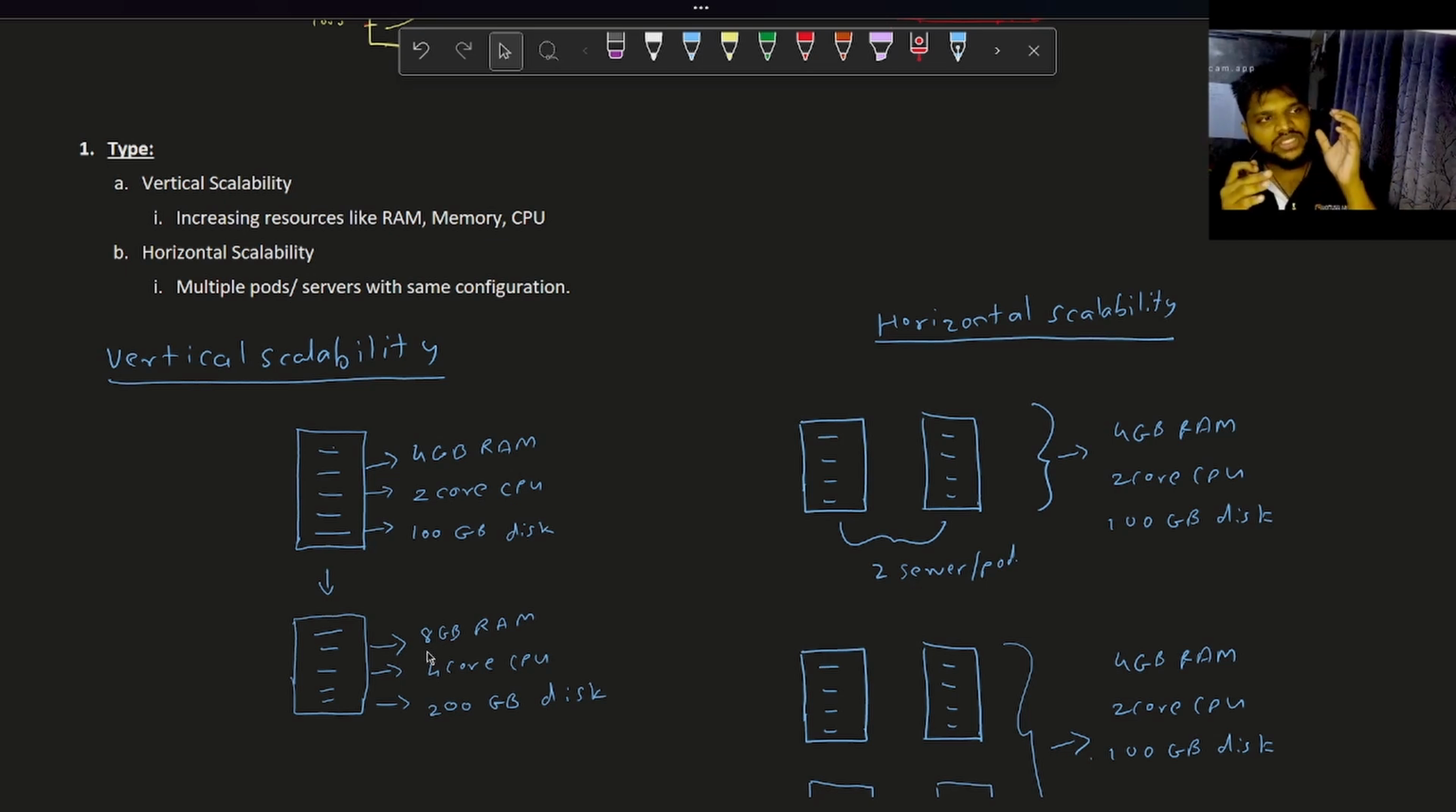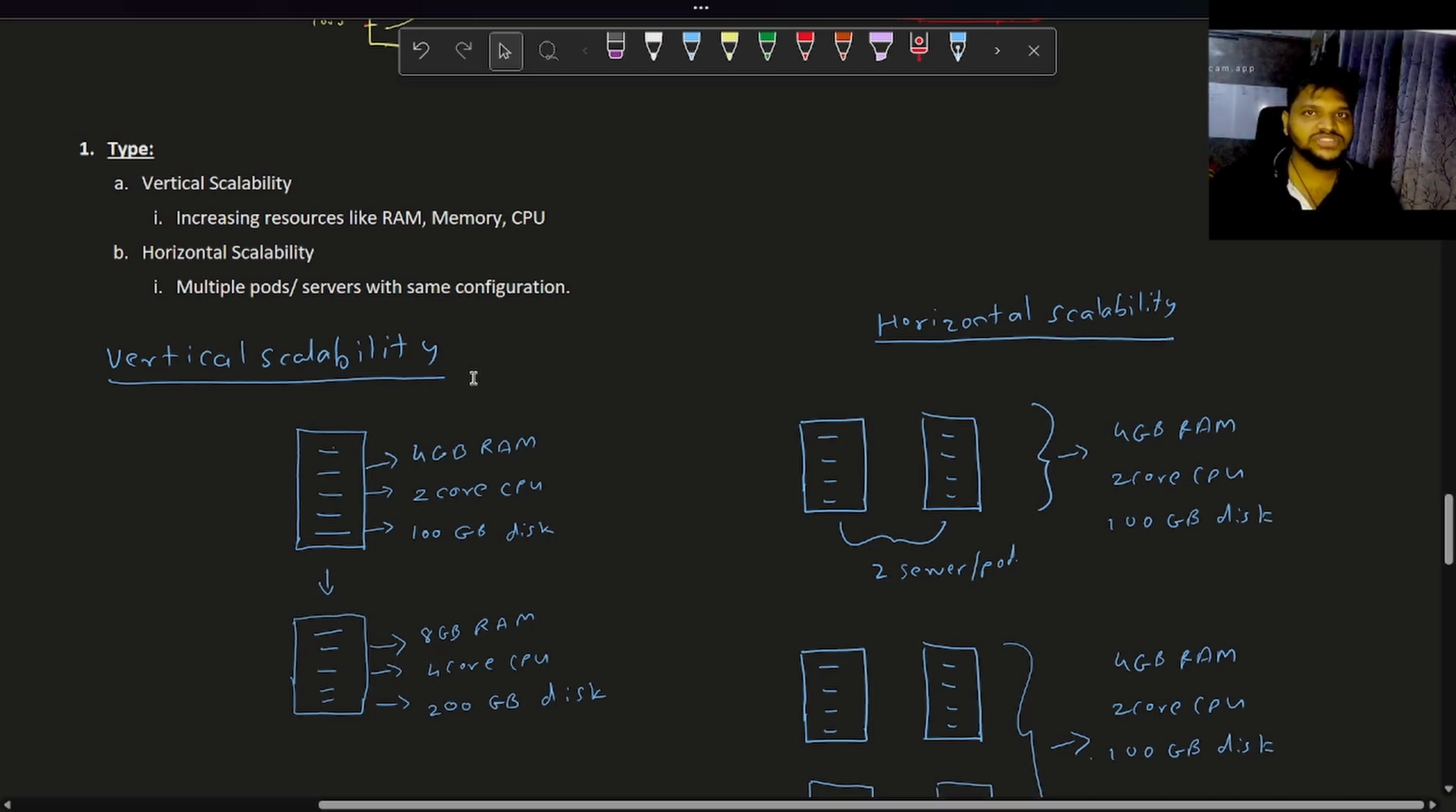Why? Because you can't increase your RAM from 4 GB to 400 GB, let's say, or you can't increase your disk space from 100 GB to let's say 100 petabytes. This is not feasible. That's the reason. And other than this, there are multiple different reasons like sudden spikes and cost optimization and other things. That's the reason the new term that arrived is horizontal scalability.